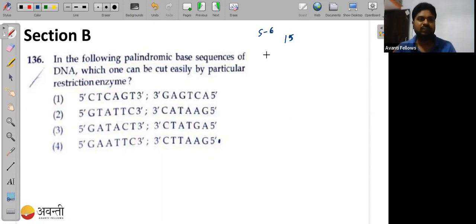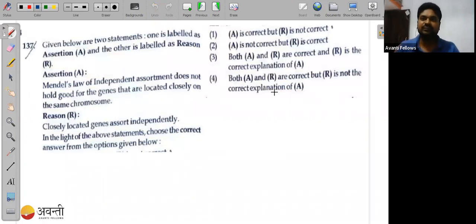So the first question from section B is: in the following palindromic base sequence of DNA, which one can be cut easily by a particular restriction enzyme? The specific sequence that is cut easily by the restriction enzyme is option 4, that is GAATTC, CTTAAG. This is one of the direct questions you want to know about. Moving forward, the next question on your screen.